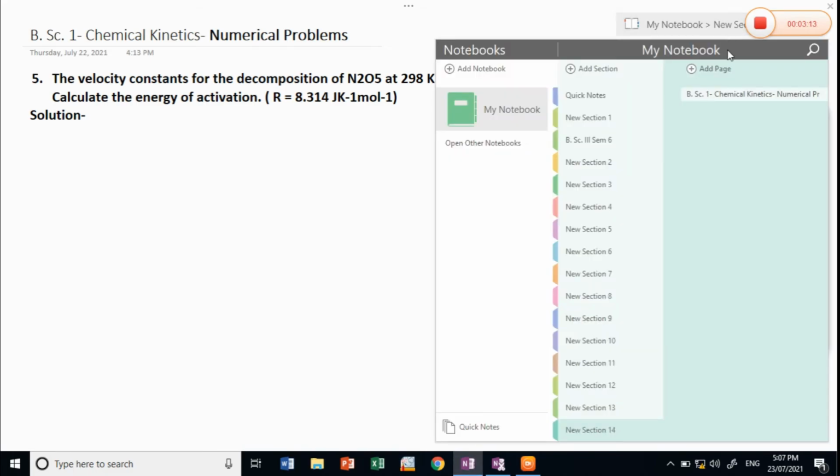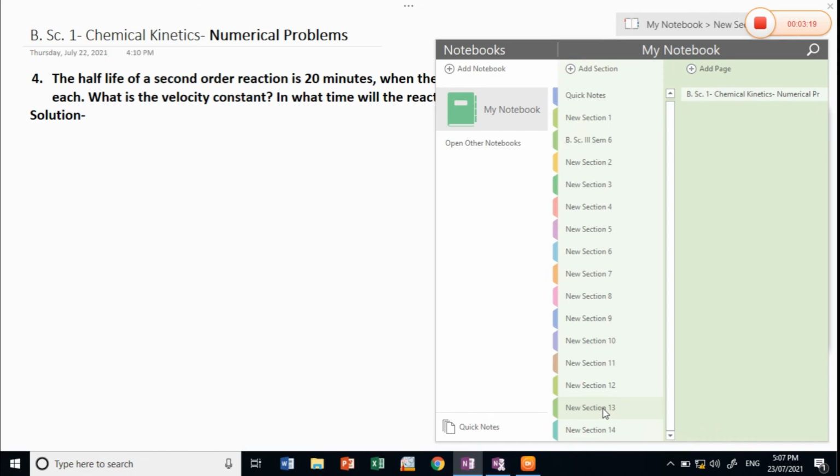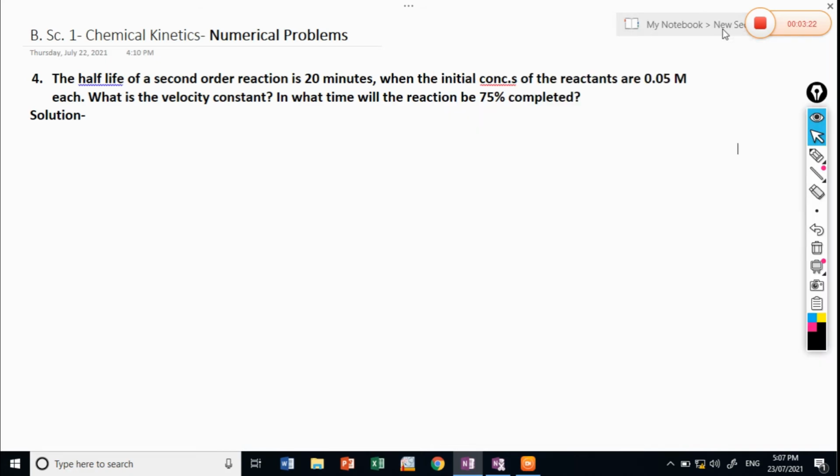The next problem is the fourth: the half-life of a second order reaction is 20 minutes when the initial concentrations of the reactants are 0.05 molar each. What is the velocity constant? In what time will the reaction be 75% completed?